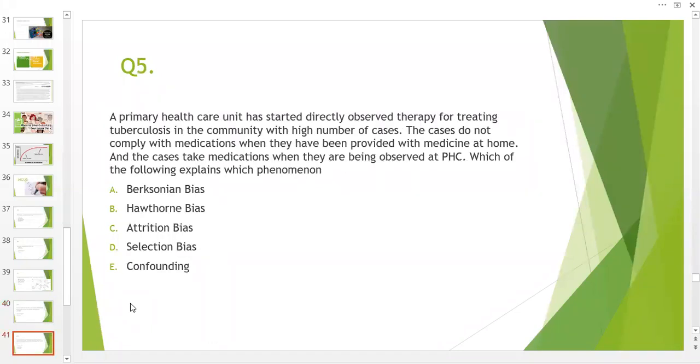A primary healthcare unit has started directly observed therapy for treating tuberculosis in a community with a high number of cases. The cases do not comply with medications when they have been provided with medication at home. And the cases take medication when they are being observed at primary healthcare. Which of the following explains this phenomena? B. Yes, this is Hawthorne bias. The participants change their behavior when they are being observed.